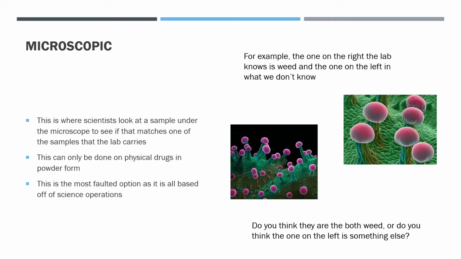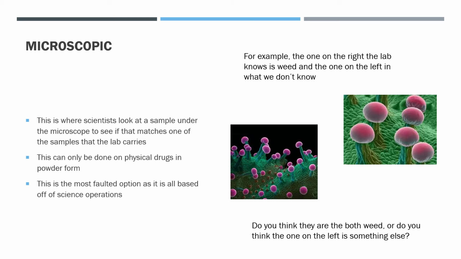So then we have microscopic. This is just looking at the different powders and comparing it to a standard that the lab has. A standard is a substance that we already know what it is and we'll use it to compare it. This is one of the more iffy forms of knowing what something is because it's all based on how much it looks similar, and that's based off of what the scientist sees.